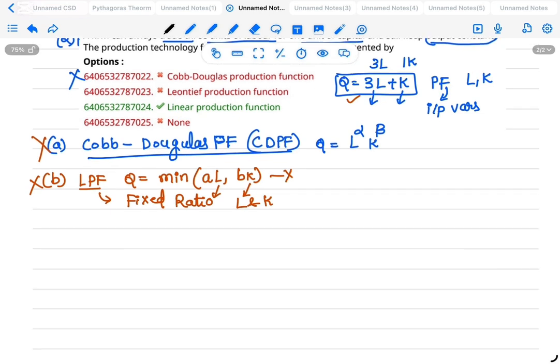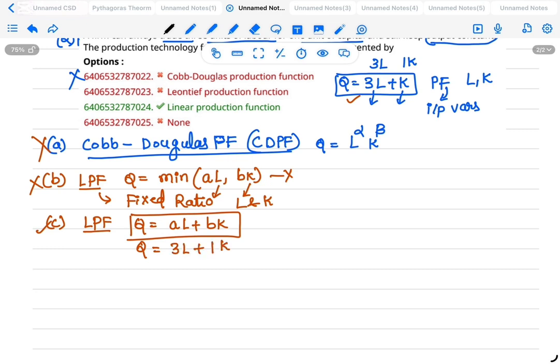The third one, option C, is correct: the linear production function. In the linear production function, the firm output Q is represented as AL plus BK. Very important this one. It is in the form of the given 3 times labor plus 1 times capital. So this option is correct: the linear production function.